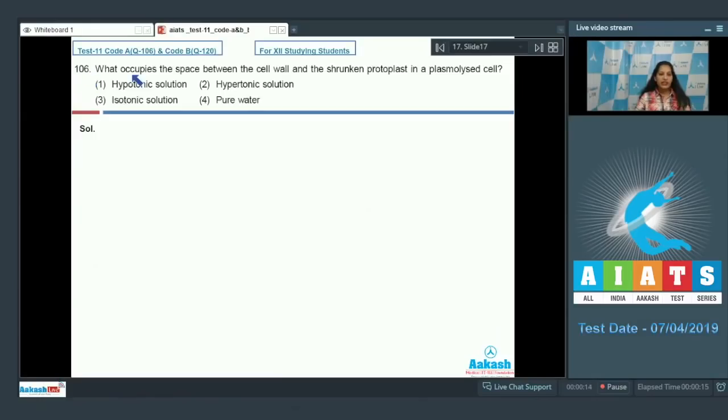Question number 106. What occupies the space between the cell wall and the shrunken protoplast in a plasmolysed cell? First option, hypotonic solution. Second, hypertonic solution. Third, isotonic solution. Fourth, pure water.